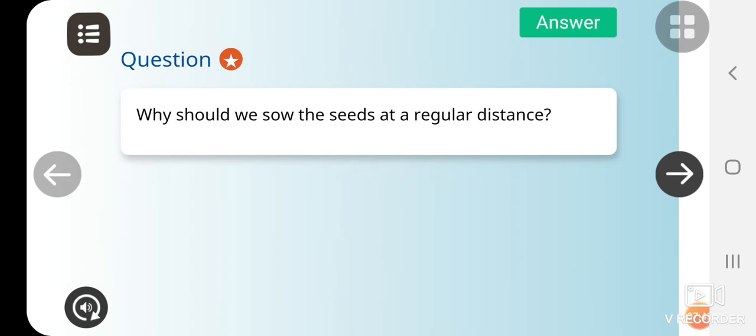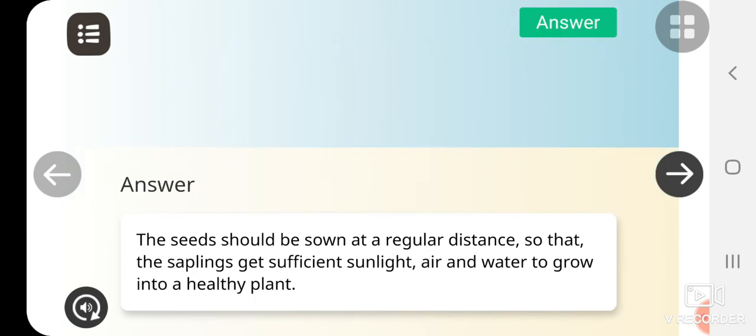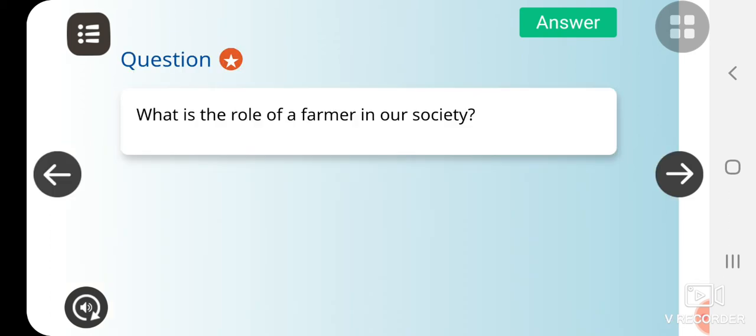Now we have the question, why should we sow the seeds at a regular distance? The seeds should be sown at a regular distance so that the saplings get sufficient sunlight, air, and water to grow into a healthy plant.